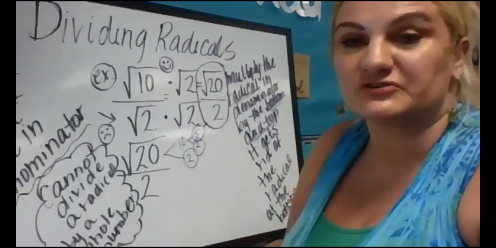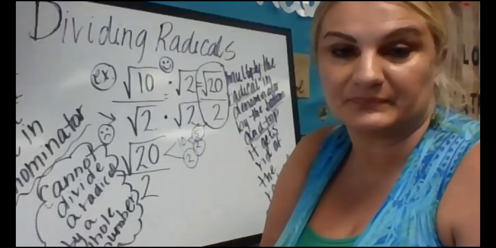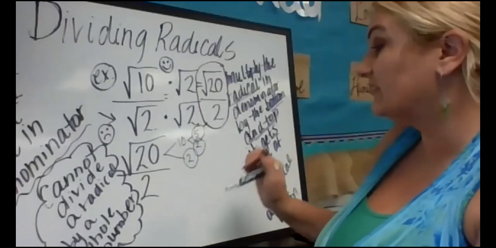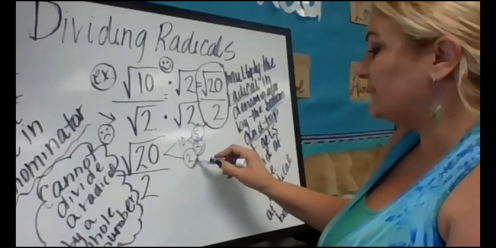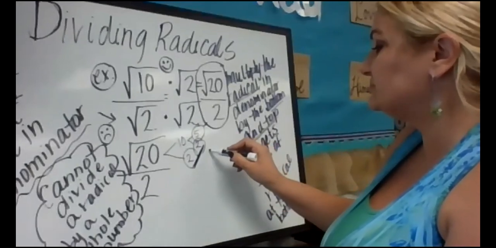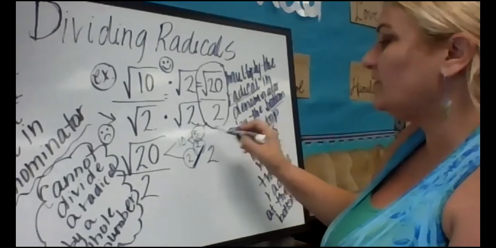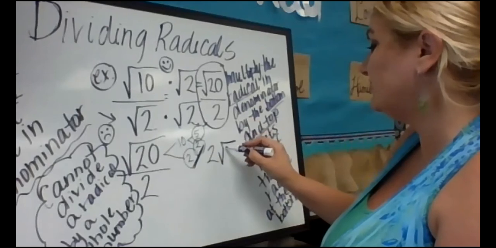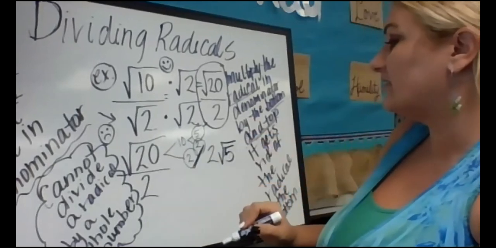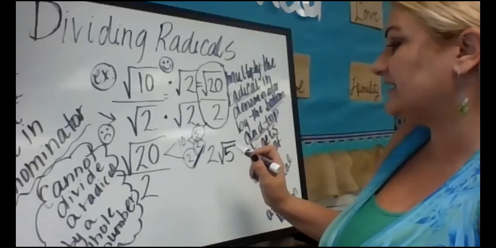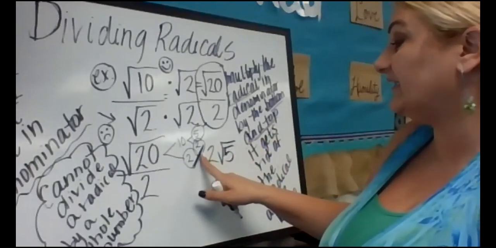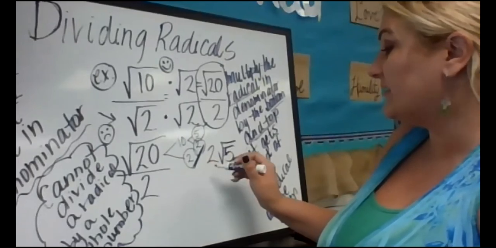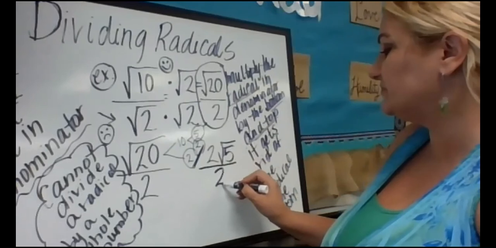The point of factoring is to find the what? The pair. Good. So I have a pair of what? Two. Two that I can bring out. And who has no pair? Five. Good. So two has a pair, it comes out. We only write one of them, correct? And we still have this two.